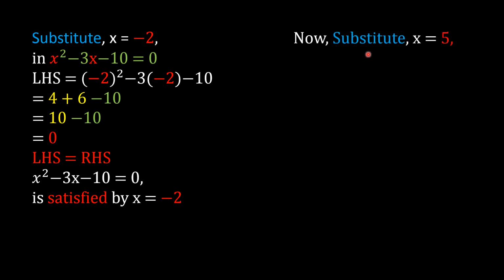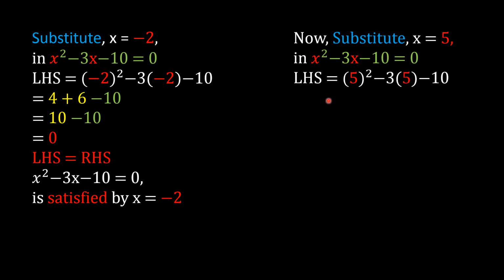Now we will substitute x equals 5, which is the other root, in x squared minus 3x minus 10 equals 0. We will replace x by 5. So our left hand side becomes 5 squared is 25, minus 3 multiplied by 5 is minus 15, minus 10. Minus 15 minus 10 is minus 25, so 25 minus 25 becomes 0.